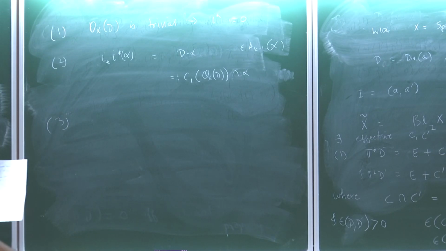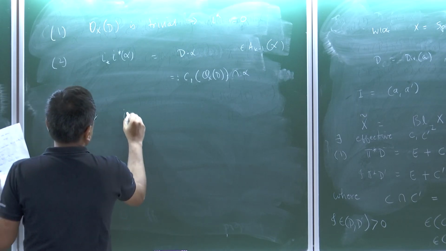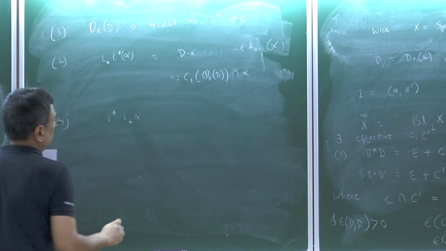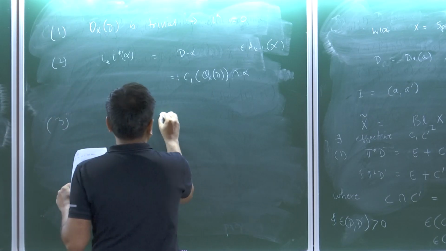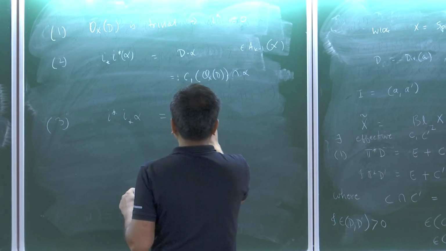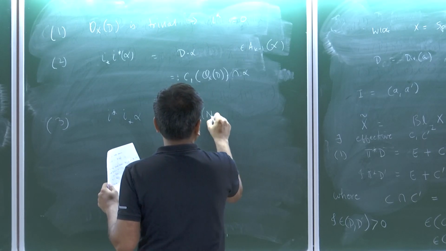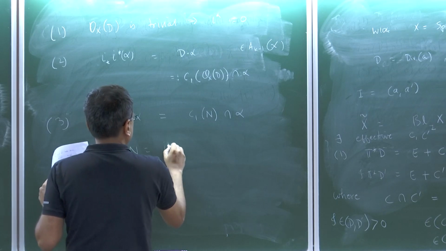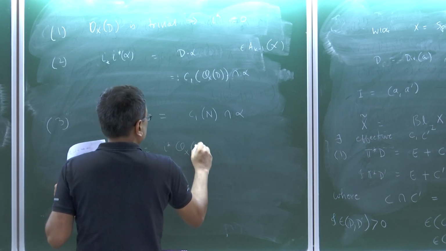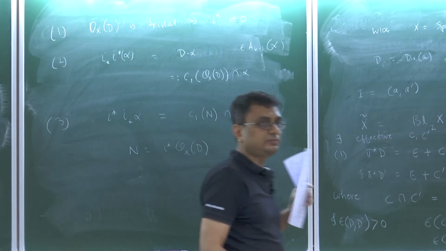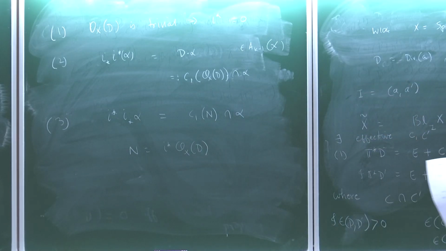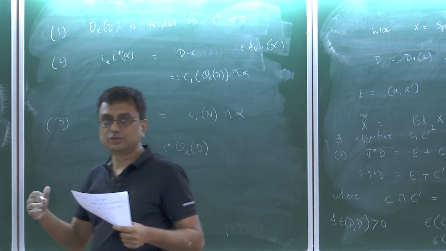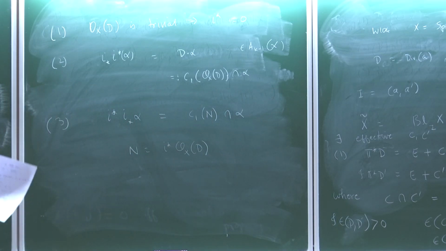So the second thing is, what happens if I take a class in D, push it forward and pull back? Okay, this is an exercise. The claim is this is equal to c_1 of N cap alpha, where N is i upper star O_X(D). So this I am going to leave as an exercise. It is just a revision of the definitions.